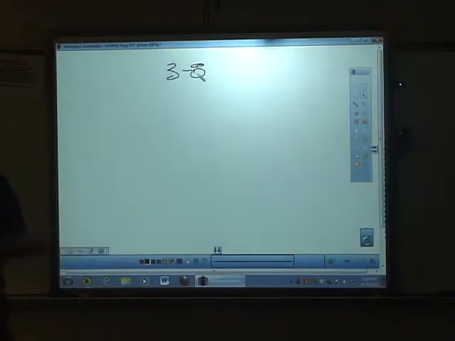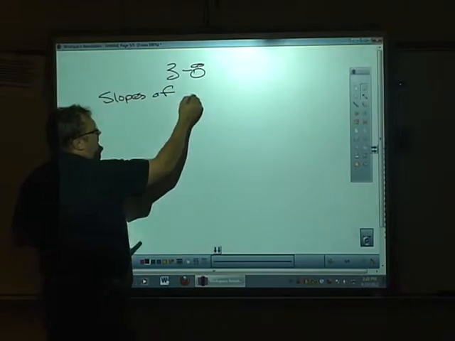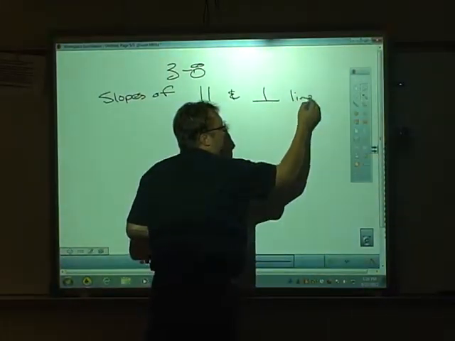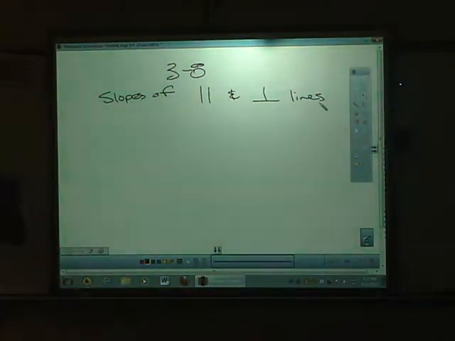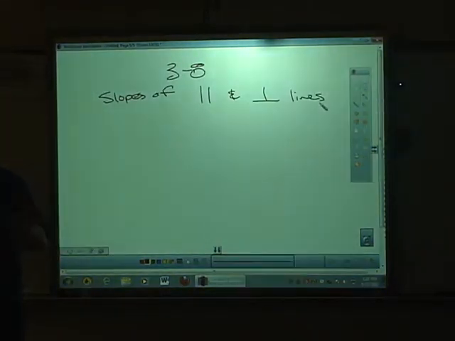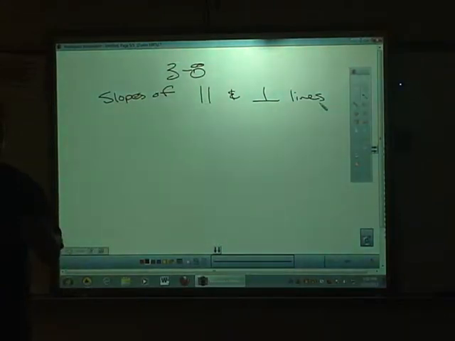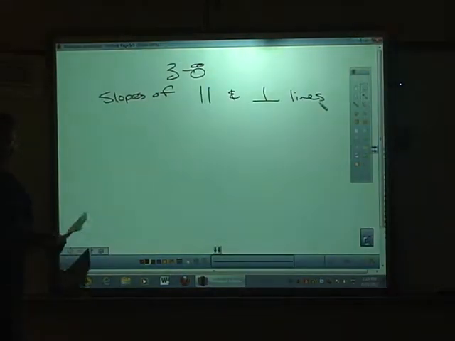This section covers slopes of parallel and perpendicular lines. You've already found slope. Slope is the difference of rise over run, so the difference in the y values over the difference in the x values. You already know how to write an equation. If you have the intercept, you plug it into y equals mx plus b. If you don't have the y-intercept, you can use point slope form and plug it into that equation. You need to make sure you know both those equations.